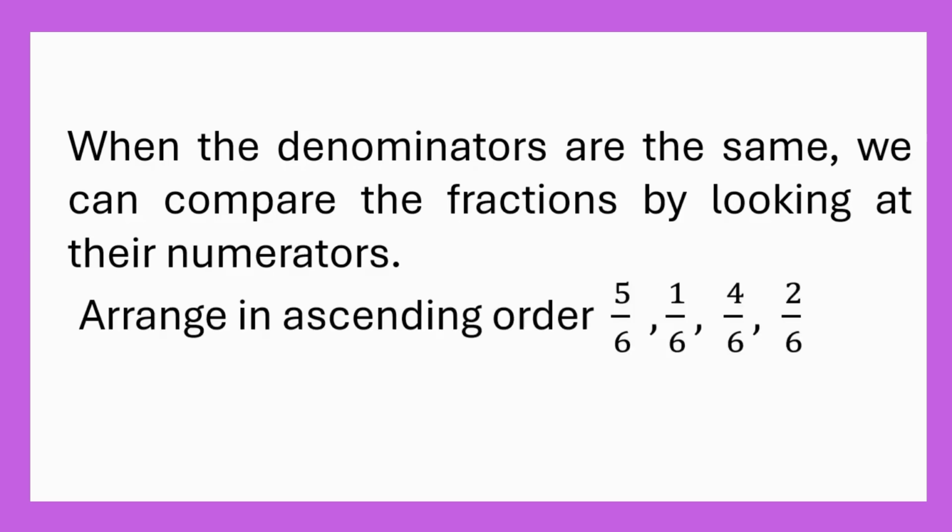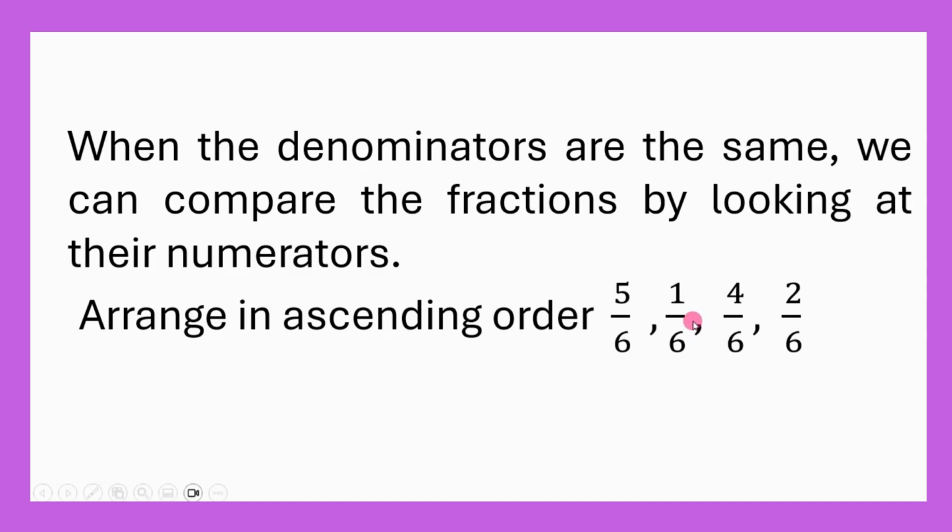Take for instance, arrange in ascending order: 5 over 6, 1 over 6, 4 over 6, and 2 over 6. When you are arranging in ascending order, you begin with the smallest to the biggest. So we are looking at the smallest fraction among all of these. Since the denominators are the same, they all have 6 as their denominator, we focus on the numerators to arrange them in ascending or descending order.